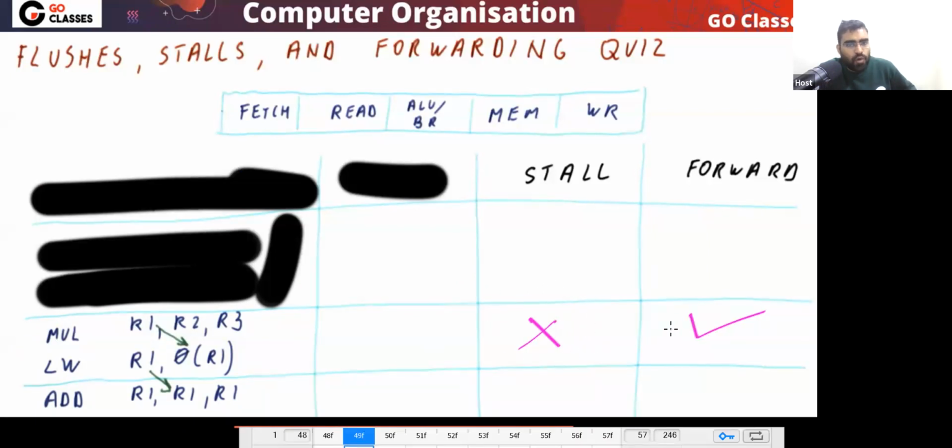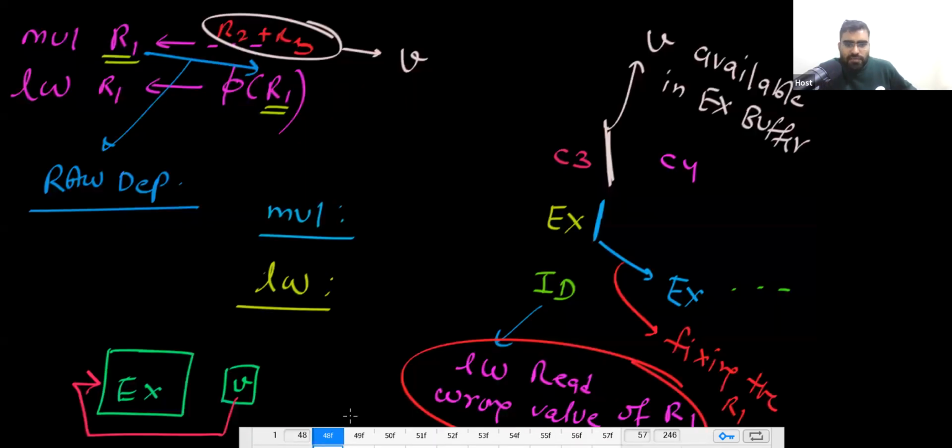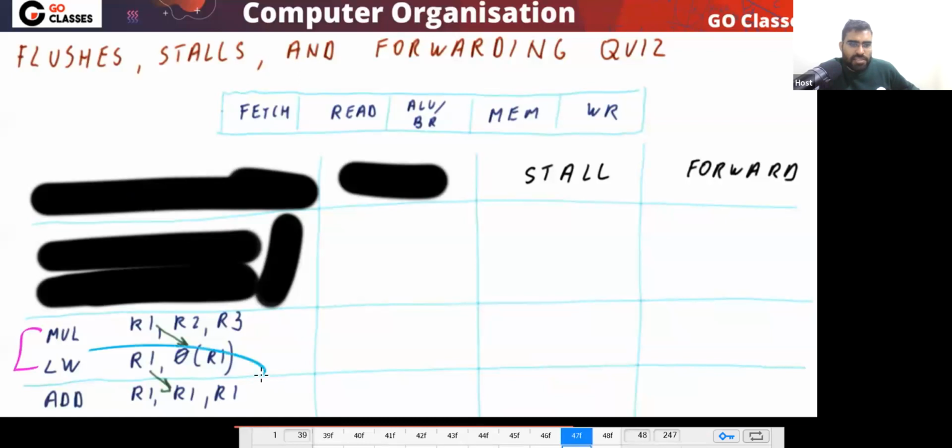Stall is not needed. Forwarding will take care. Forwarding is enough. Okay. Now let's see the second one. What is the second one? The second one is this.